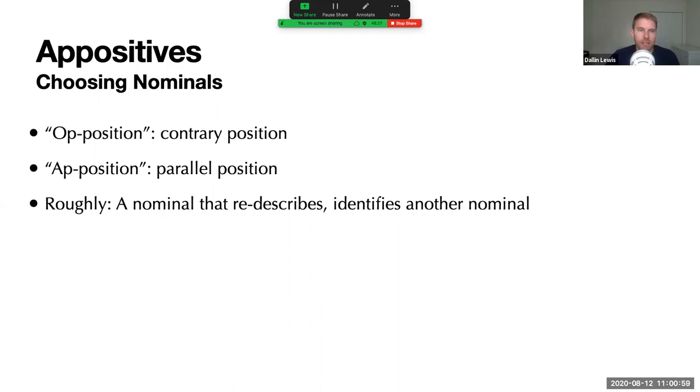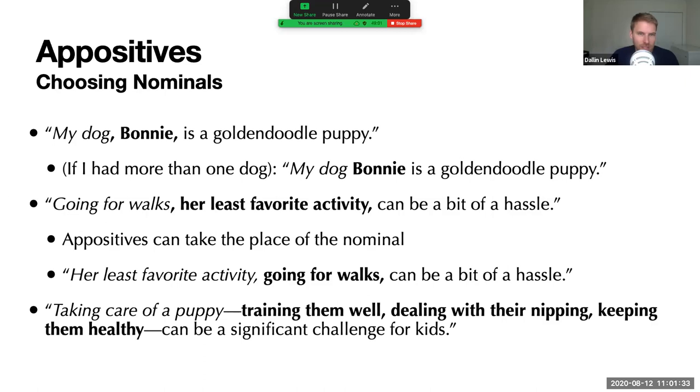Okay, first off is the nominal known as the appositive. It is a strange sounding word until you recognize that it is essentially the inverse of opposite or opposition, which means contrary to. So apposition or appositive is in opposition to opposition. In other words, it means it is parallel to instead of in opposition to. Thus, an appositive is a nominal that runs parallel to another nominal, one that redescribes or that identifies that other nominal. Makes sense? So appositives are very useful and are commonly used.